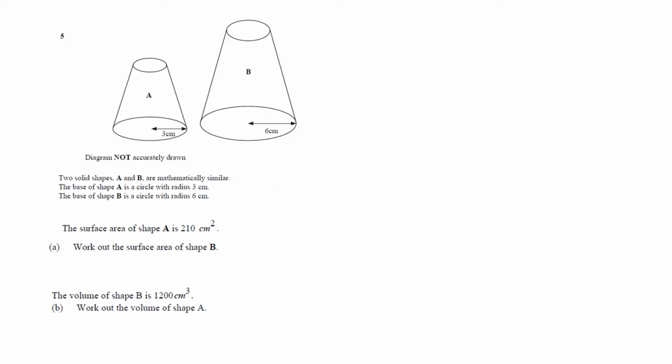Now let's see what they are asking us in the next question. Work out the surface area of shape B. First of all, A point. Two solid shapes A and B are mathematically similar. The base of A is a circle with radius 3 cm. The base of shape B has radius 6 cm. The surface area of A is 210 centimeter square.